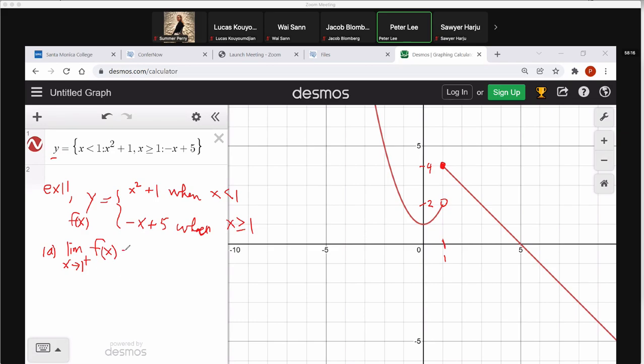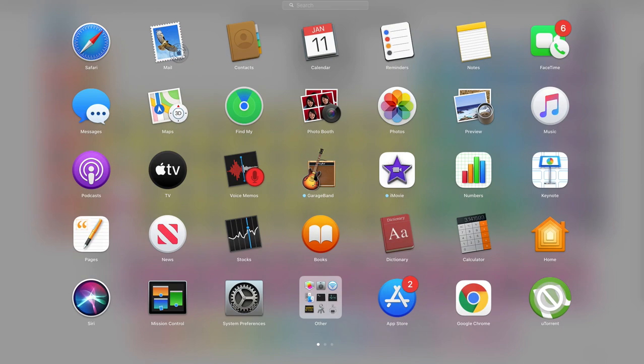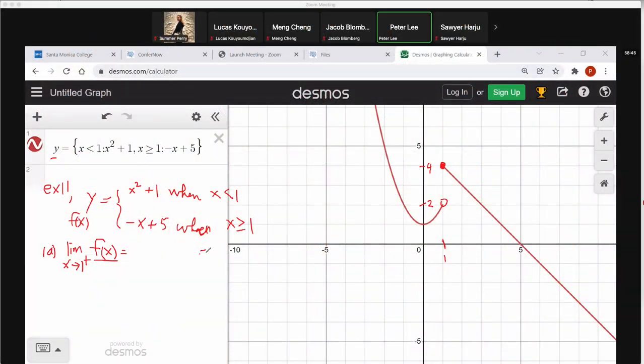So what is the function value as x is approaching 1 from the plus side? If you look at the graph here, what do you think the answer is? Can you figure out the answer from the graph? Can you tell me what the answer is? So you get the answer 4 when you look at the graph.